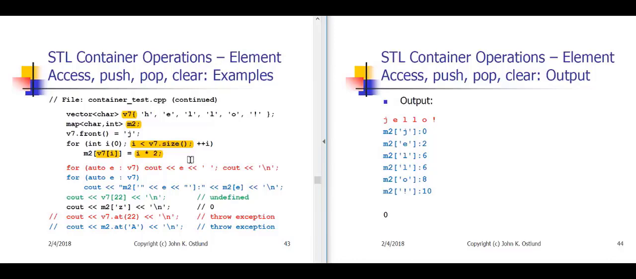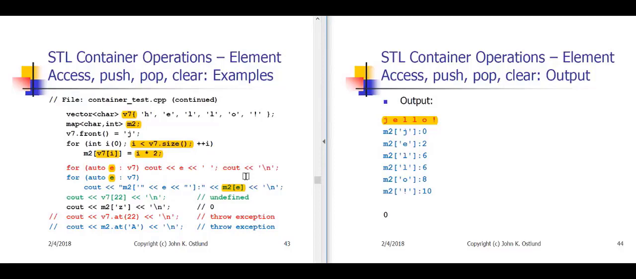Then we store 8 into M2 sub little o, and 10 into M2 sub exclamation mark, and we're done with that loop. In this range for loop, I'm simply printing out the elements of v7, which are JELLO exclamation mark. And then I'm using each element of v7 as an index or a key into my map M2.